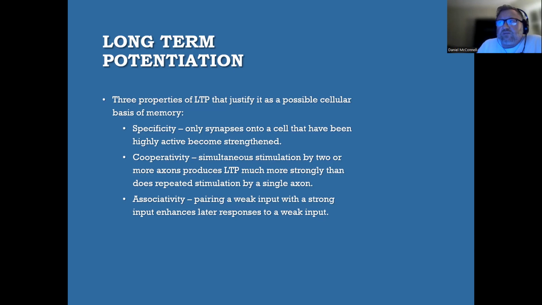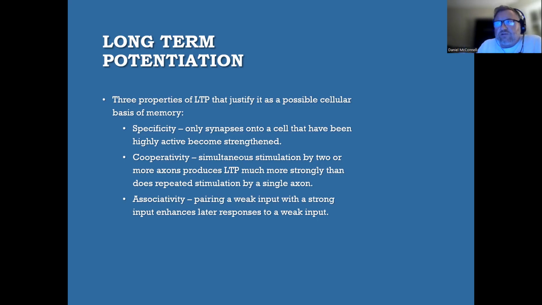First point here, specificity. So we need to remember that there is this idea of spatial and temporal summation that occurs, right? And the idea is that a given neuron might be receiving input from many different other neurons. So its dendrites are receiving input from a variety of different axons, right?